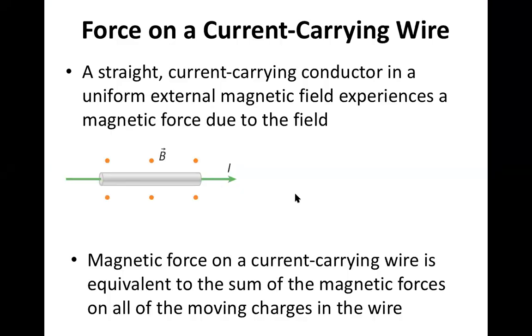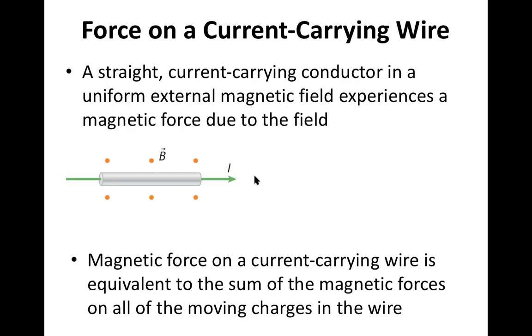Okay, going back to our slides. Force on a current carrying wire. So we were talking about a point charge, Q, moving within a magnetic field. But there are many more examples in real life where we have not just one charge, but a bunch of charges flowing through a wire. The same concept applies, but we don't have Q, we have I, current. Remember, current is charges over time.